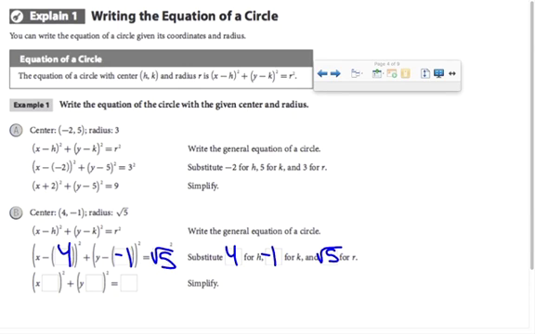When we simplify this, we have x minus 4 quantity squared, and then y plus 1 quantity squared, because minus negative 1 becomes plus positive 1. The square root of 5 squared would be the square root of 25, which you should know is 5.